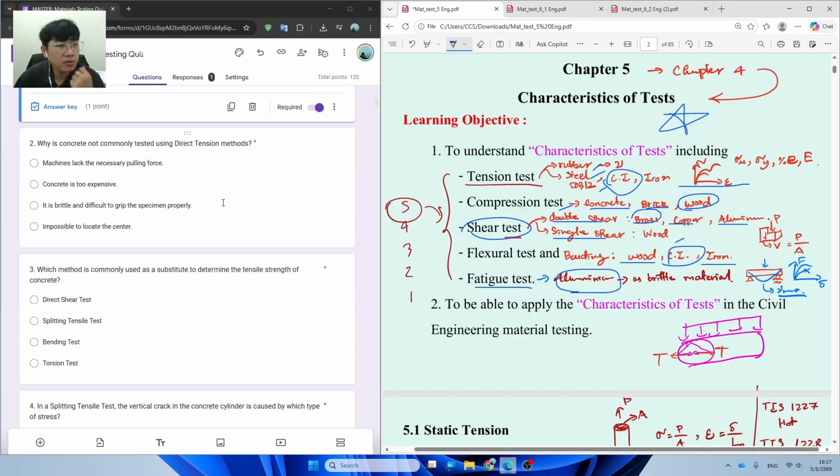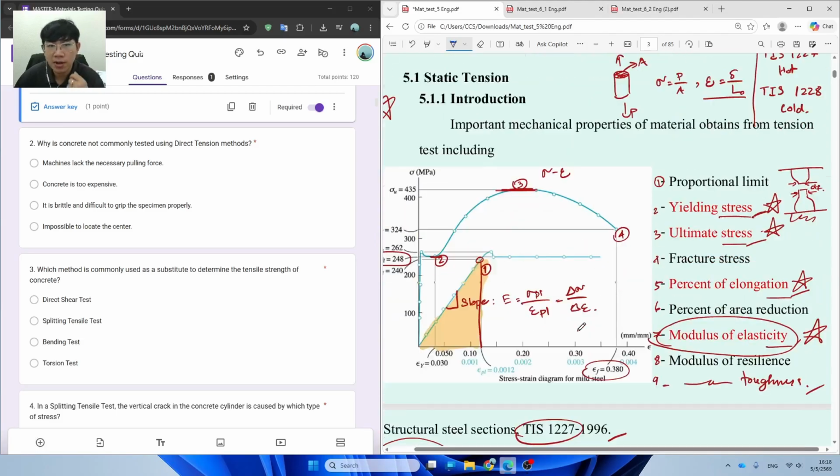Moving to the second question, why is concrete not commonly tested using the direct tensile method? We're going to see it in lectures later, and then we're going to go through one by one.